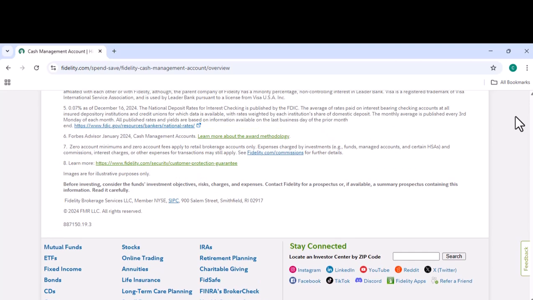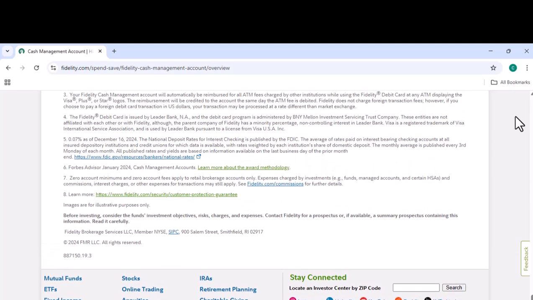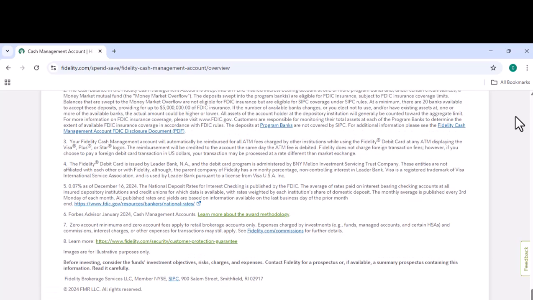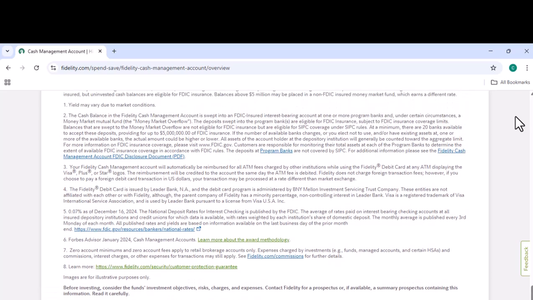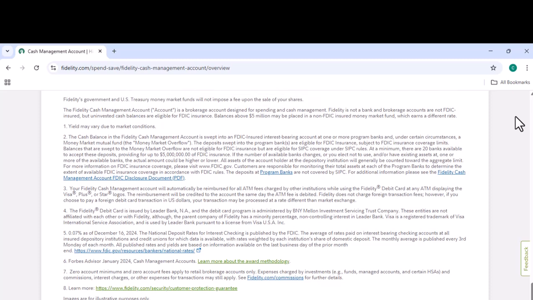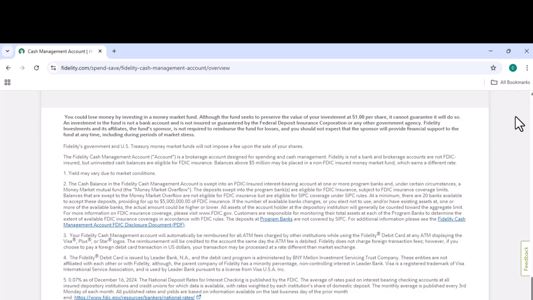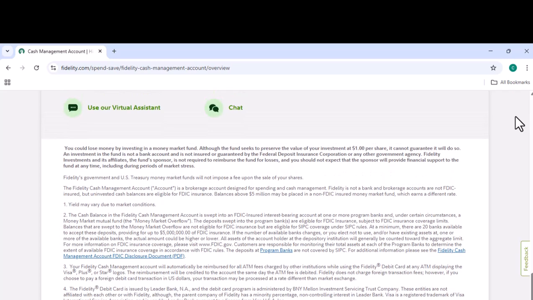In conclusion, if you're looking for a relatively safe and liquid place to park your cash and earn a competitive yield in the current environment, Fidelity money market funds are definitely worth considering. Just remember that the current yield isn't a single number but varies depending on the specific fund.